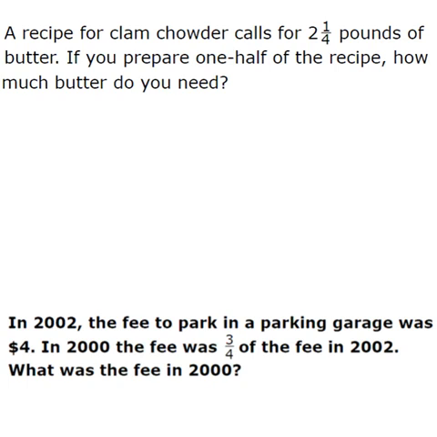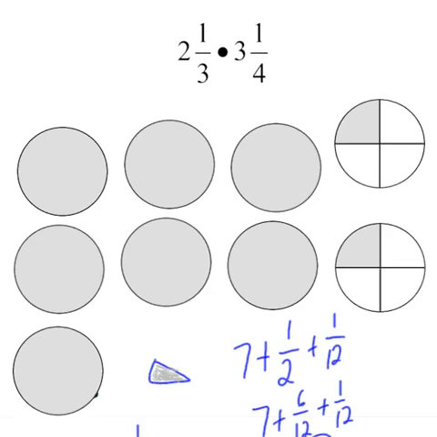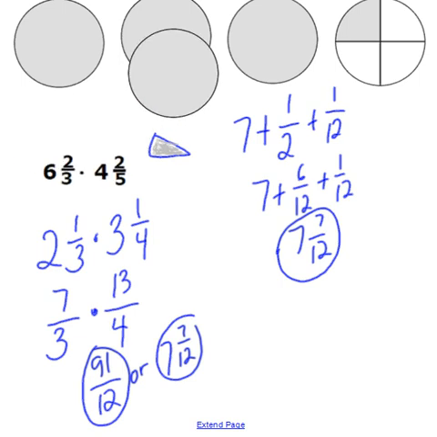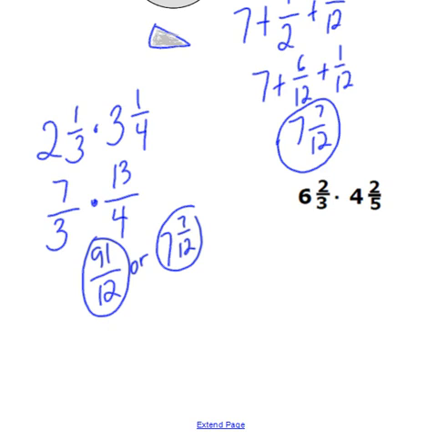Wait, you missed one. Did I miss one? Oh, yeah, sorry, let's get that problem down below. Let's move that over here. All right, 6 2/3 times 4 2/5. You guys do that one. I'll give you a 30-second head start. Let me pause this for a second.